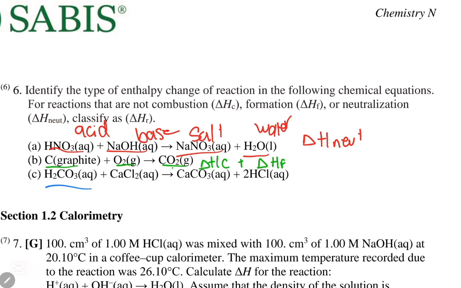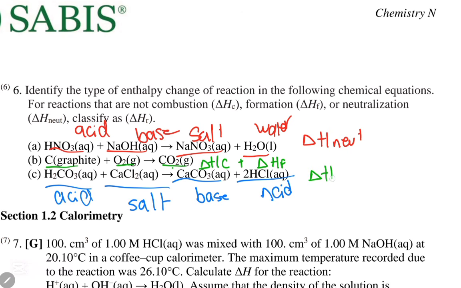H2CO3, okay? So I'm dealing with H2CO3, which is an acid, right? CaCl2, which is a salt, and CaCO3, it gives me a base in addition to an acid. So we did not take any reaction like this. I don't know what type of reaction this is. I'm just going to call it delta HR.